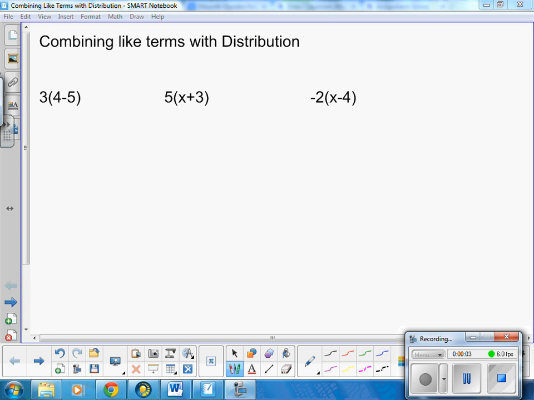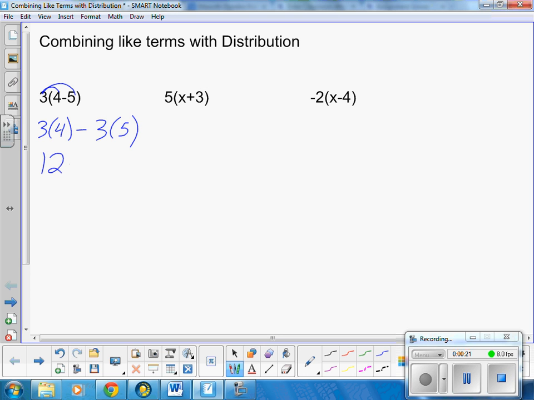Distributive property, combining like terms with distribution. We need to multiply the 3 times the 4 and the 3 times the 5. So you're going to have 3 times 4 minus 3 times 5. That's the distributive property. So you get 12 minus 15, negative 3.